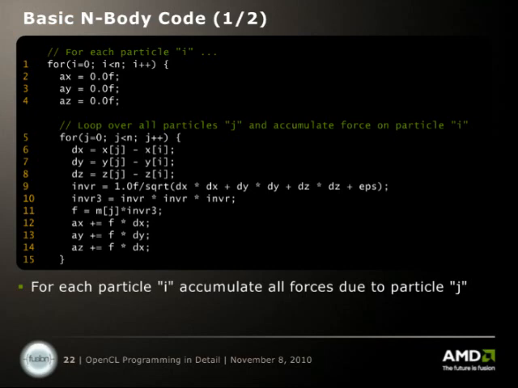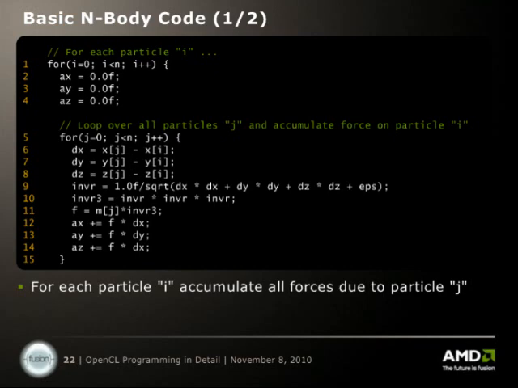So here is the beginning of a very simple C implementation of the n-body algorithm. On line 1, we begin with a loop over I. Here we're going to simply loop over all particles. Lines 2 through 4, we're zeroing out the acceleration. That's what we're going to use to accumulate the total force on the particle, which is related to the acceleration through the mass. So it's a very simple relationship.